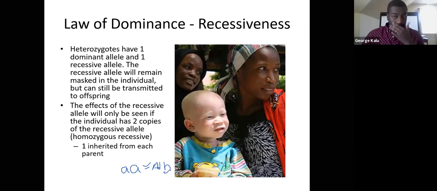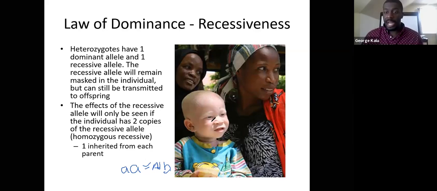So that's how you're going to end up with albinism: two copies of the recessive allele. This child has two copies of the recessive allele, so he's going to have albinism and not have any skin pigmentation. However, we see his mom over here, and his mom has normal skin pigmentation.